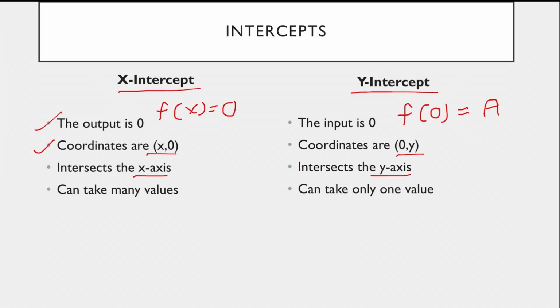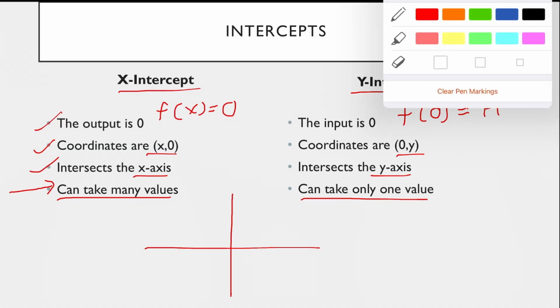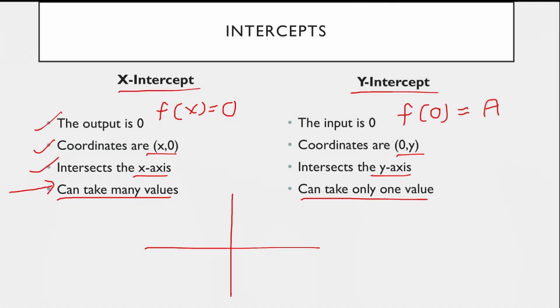Now, the fourth point is something that I really want to talk about. It is something that you may not know, and if you know, then well and good. It says that the x-intercept can take many values. For instance, if you have a graph like this, these are the axes. I'll change my color. And if you have a graph like this, if you'll notice closely, you have three x-intercepts, one over here, one over here, and one over here.